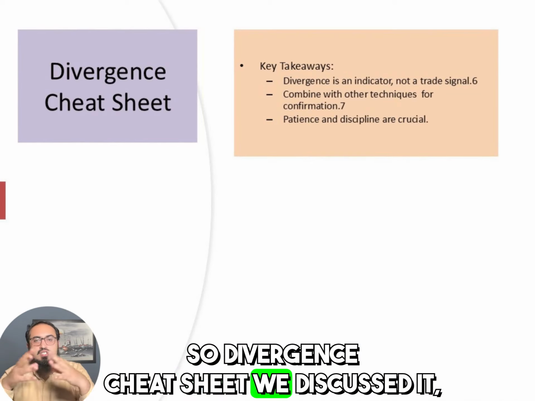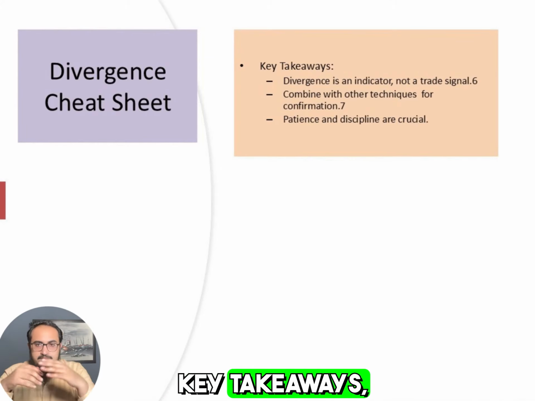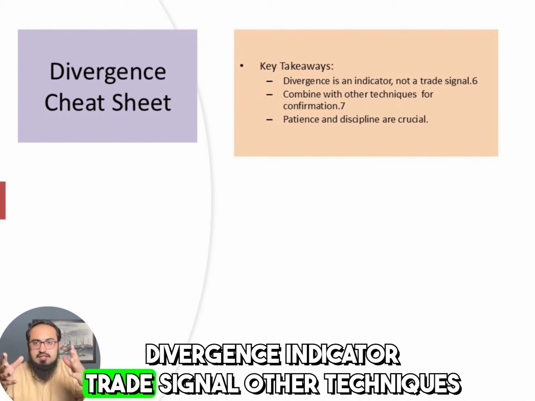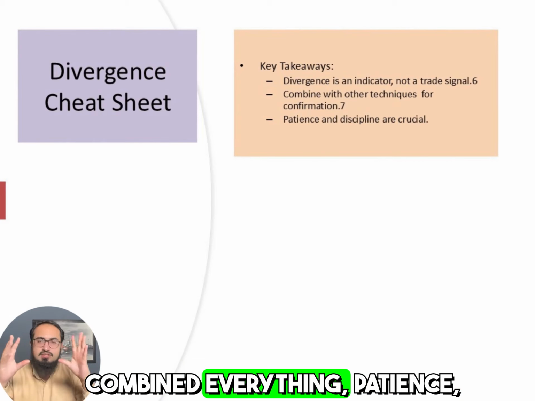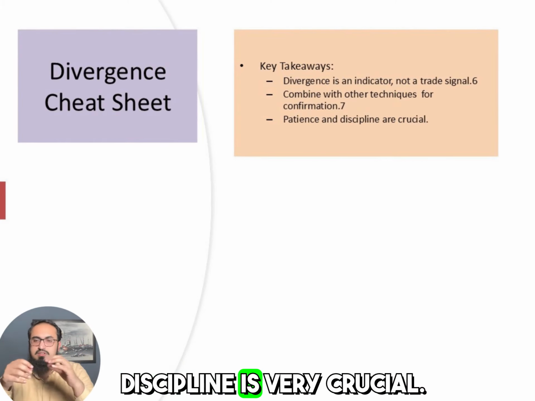So we were discussing the divergence cheat sheet that we read. The takeaway is that the divergence indicator is not a trade signal. It needs to be combined with other techniques. Not everything is lost in this. Patience and discipline are the key in every trading step.